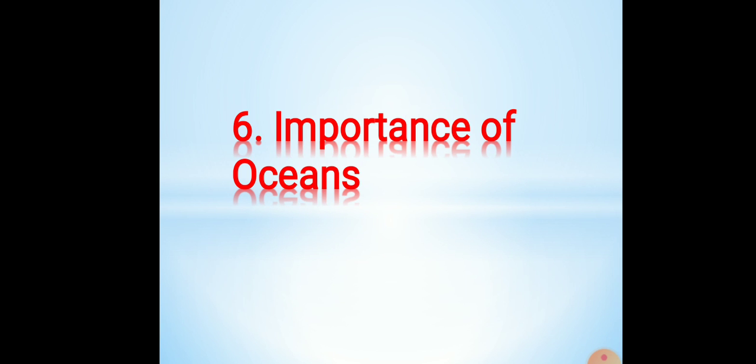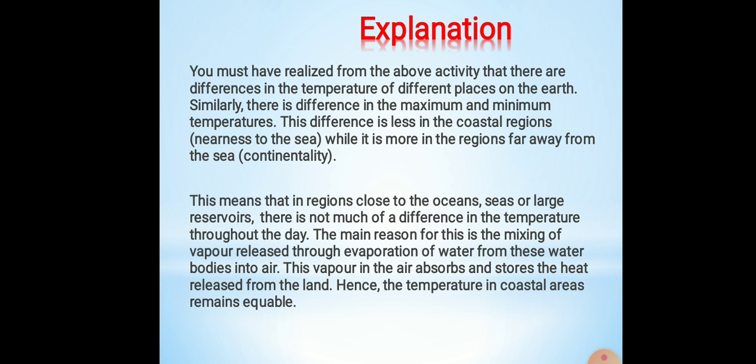Just now we have seen in the video how the temperature differs at different places and how the temperature is different at different zones. On the earth, different zones are formed according to the distribution of temperature. So we'll learn some more things about the distribution of temperature today. So let's begin. You must have realized from the above video that there are differences in the temperature of different places on the earth. That means the temperature is not the same everywhere on the earth.